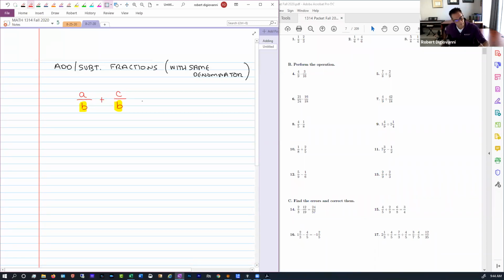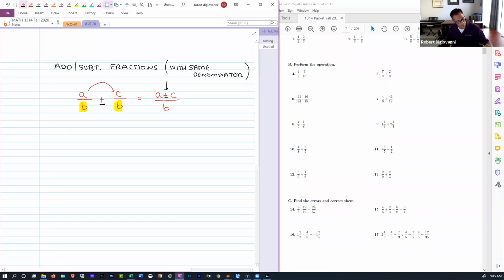All we have to do is add up the top, a plus c, so we add those two together, and then we keep the denominator the same. And that's our answer. Okay? So if we're going to subtract, the only thing different in subtraction is that this will become a minus sign between them. That's the only difference. So adding and subtracting fractions with the same denominators, I would argue, is relatively easy.